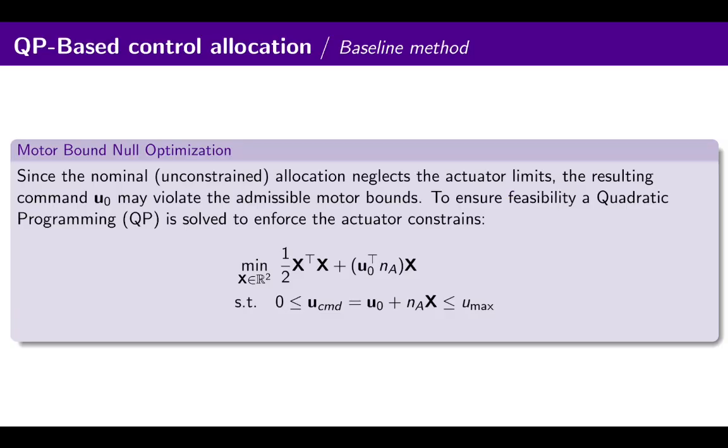We compare a QP-based control method currently implemented in the real OmniOcta, called motor-bound nullspace optimization. Since the unconstrained allocation neglects the actuator limits, the resulting command U0 may violate the motor bounds. So, to ensure feasibility, a quadratic program is solved to enforce the actuation constraints.